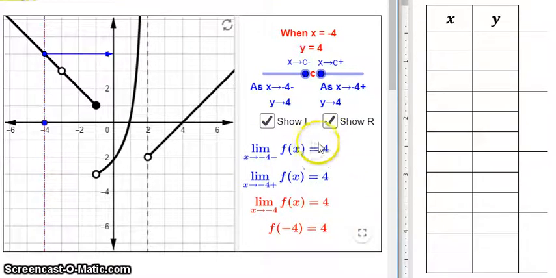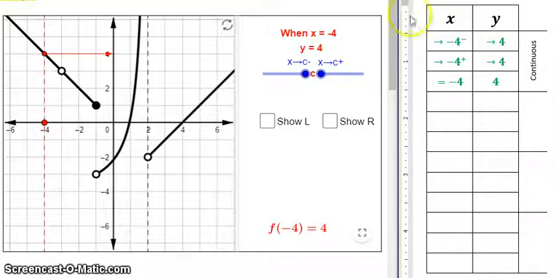Now, the fact that these two things are the same means that this limit is going to exist. Okay, it equals 4 coming from both sides, and so my limit is 4. Also, my limit is 4 and my function value is 4 at that point. These two things together really are the definition of continuity. Does the limit exist? Does the point exist? And do they have the same y values? In this case, the answer is yes, and so the function is continuous at that point.